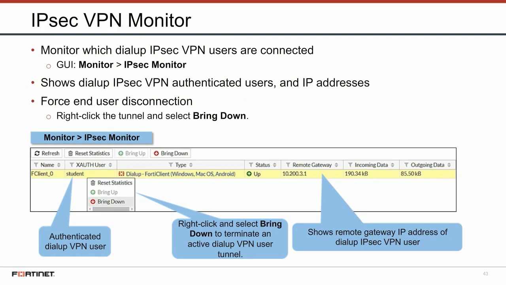You can monitor which Dialup IPsec VPN users are connected in the IPsec Monitor section. This shows the names of all Dialup IPsec VPN users that are currently connected to FortiGate and their IP addresses.